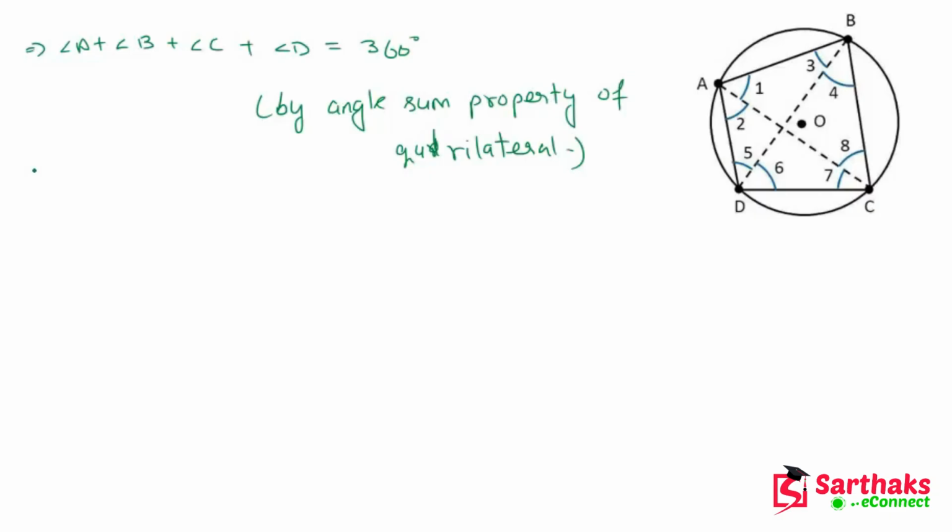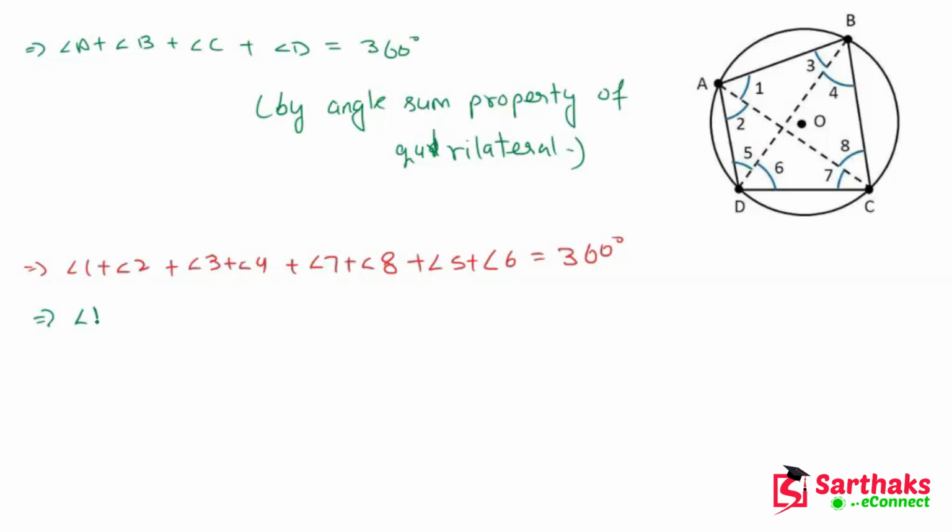Now you can see that angle A is angle 1 plus angle 2. Angle B is angle 3 plus angle 4. Angle C is angle 7 plus angle 8, and angle D is angle 5 plus angle 6. This is equal to 360 degrees. Got it?